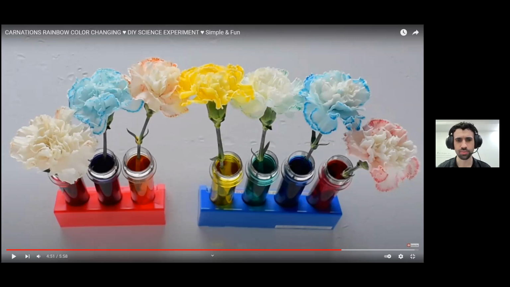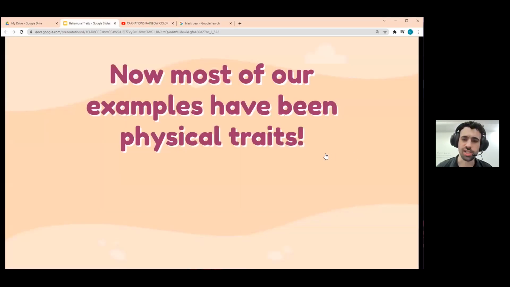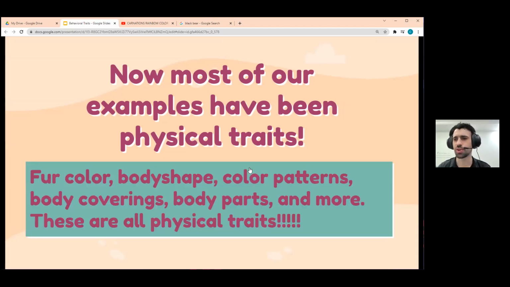Okay, guys. Now, most of our examples in this class have been physical traits. Physical means you can touch them. Anything that is physical is something that you can touch, and sometimes something you can see with your eyes. Physical traits could be the fur, their ears, their eyes, their nose. Wings, feet, webbed feet, talons. These are physical traits.